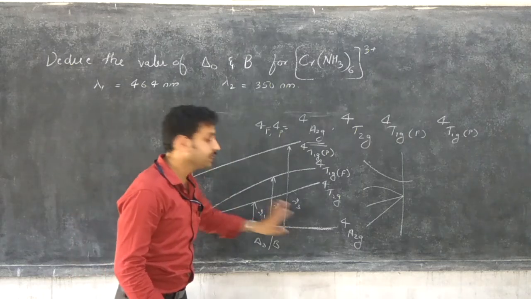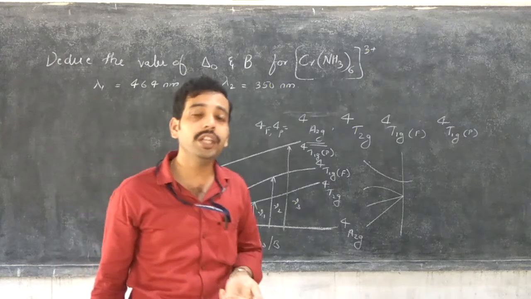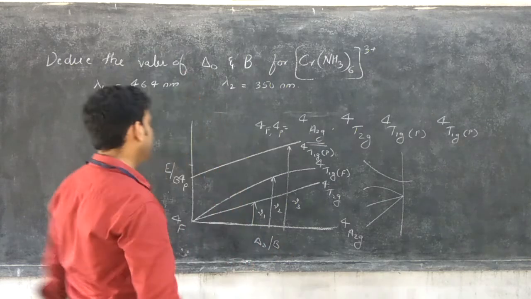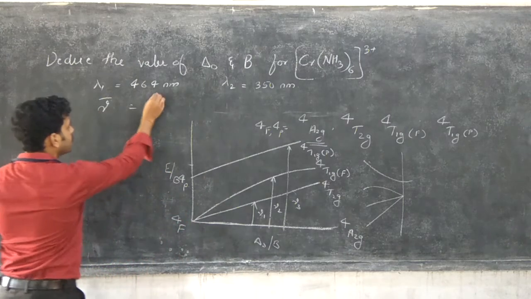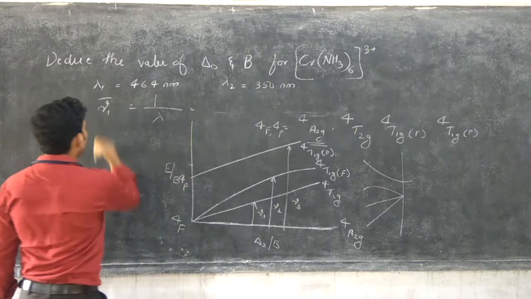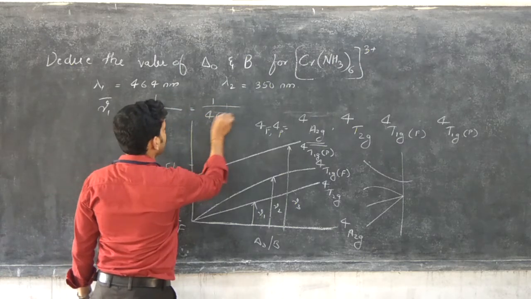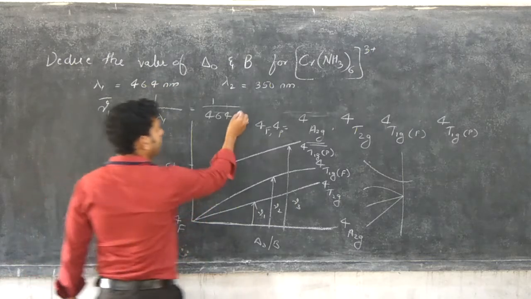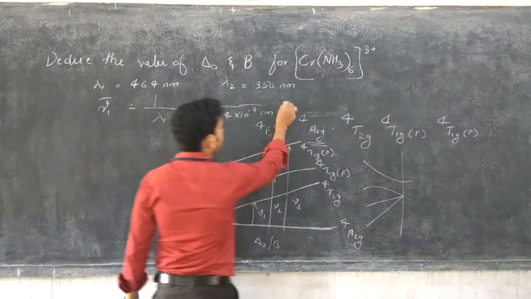Here there are three transitional lines, but they gave lambda 1 and lambda 2. Lambda means wavelength. We can convert it to per centimeter, which means nu bar, the wave number. The wave number is inversely proportional to wavelength. So the first one, nu 1 bar, is equal to 1 by lambda 1, which is 1 divided by 464 nanometer. First you convert to centimeter, that's why times 10 to the power minus 7 centimeter.